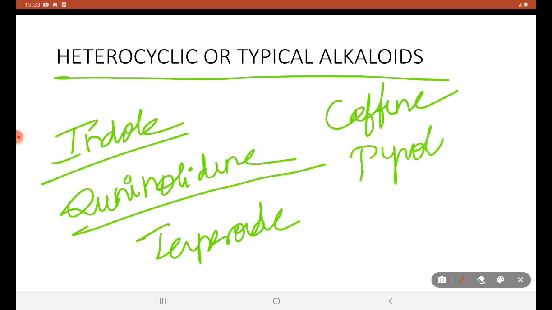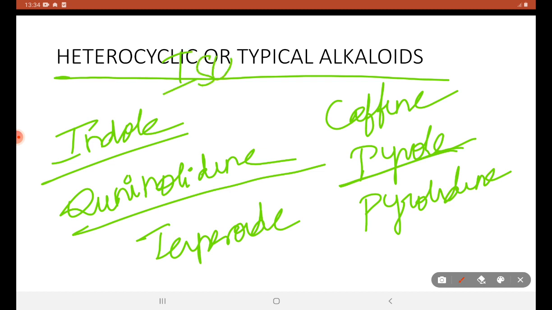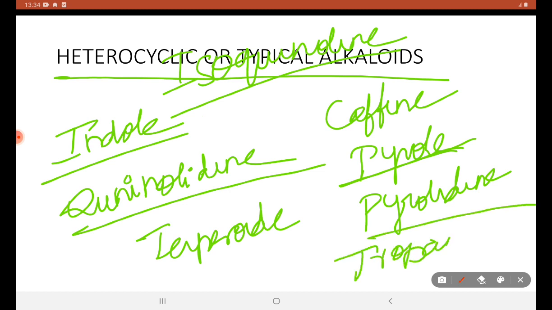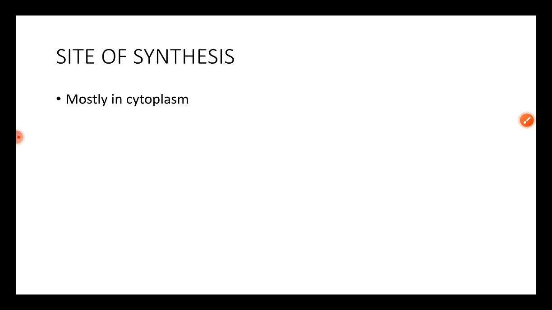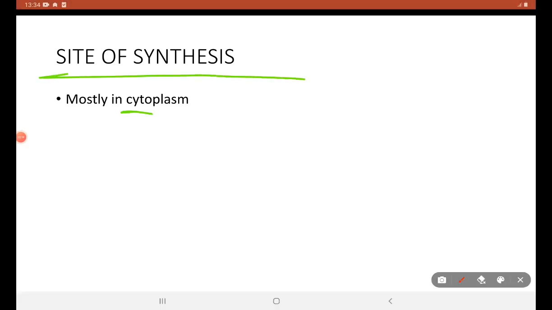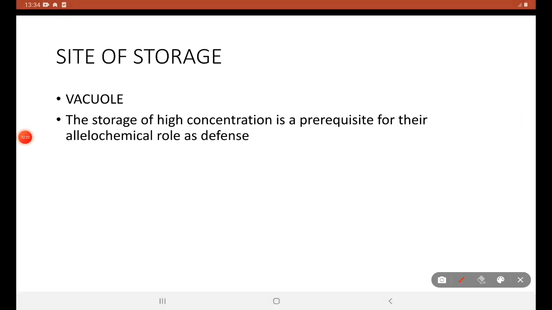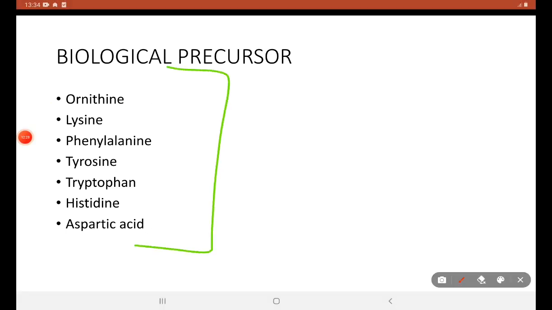Pyrrole, pyrrolidine, isoquinoline, tropane are a few major things. Site of synthesis, mostly in cytoplasm. Then storage organ is vacuole. It has allelochemical activity. Then precursors, very important.